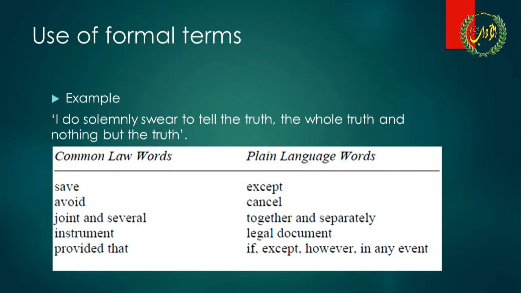So in legal text we will see in the coming lectures the use of words like save, which means accept, void means cancel, joint and several means together. Instrument here means a legal document, provided that means if, except, however, in any event. So as you can see, legal English is different from everyday English.